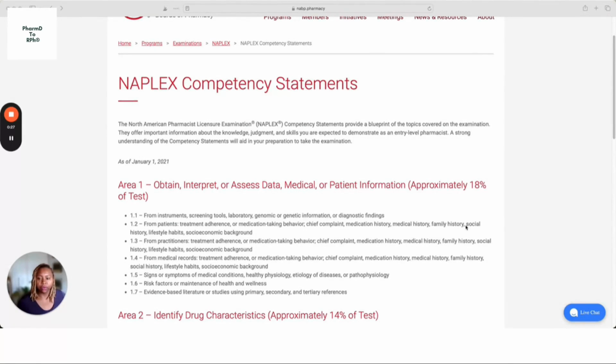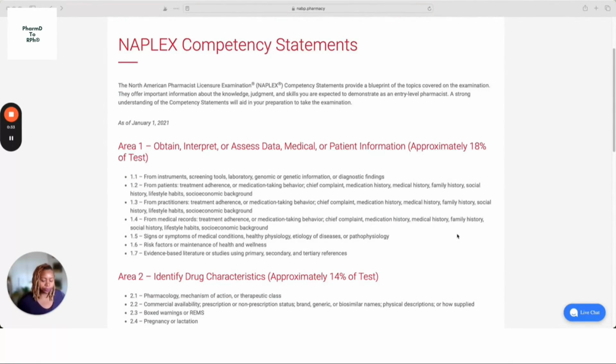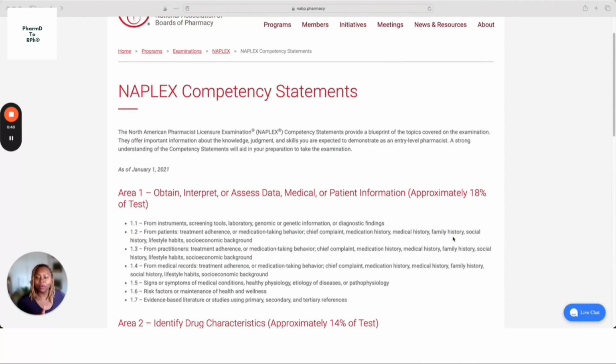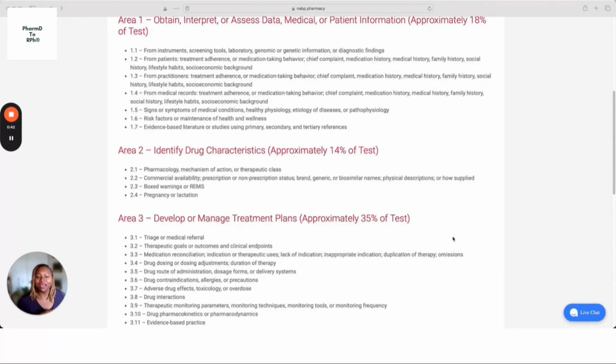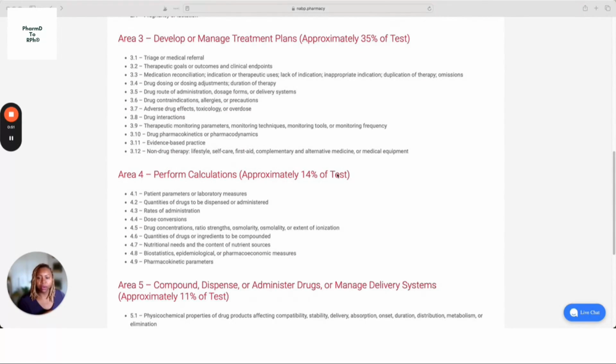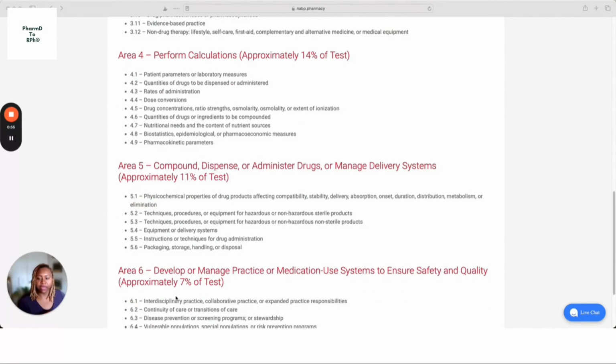So let's go into area 1. If you look at it, area 1 is 18% of the exam. Area 2 is 14% of the exam, and area 3 is 35% of the exam. Area 4 is 14%, area 5 is 11%, and area 6 is 7%.